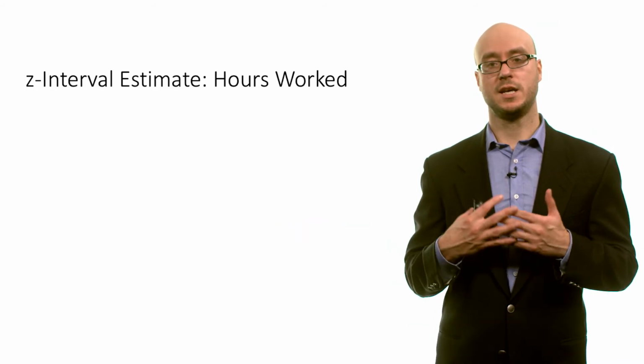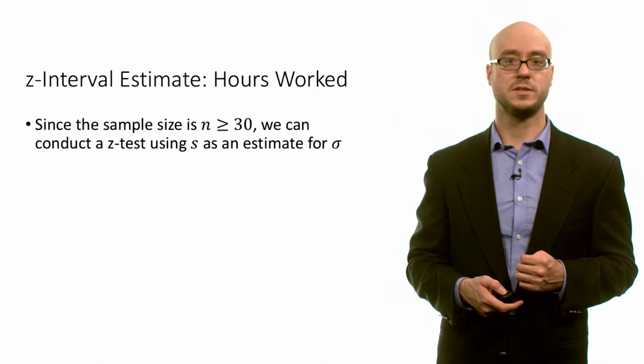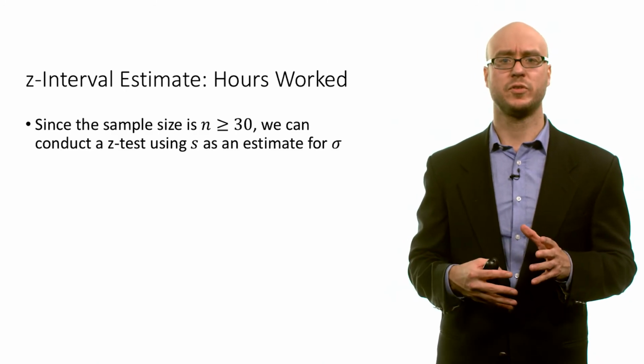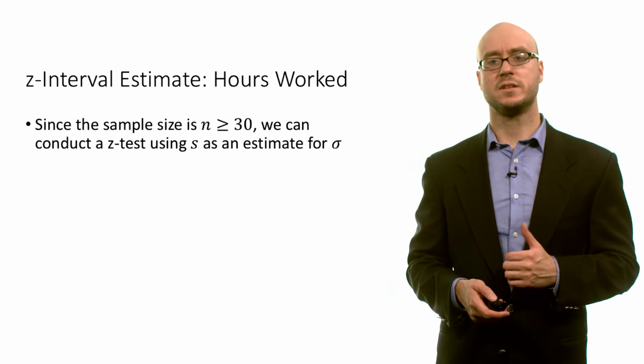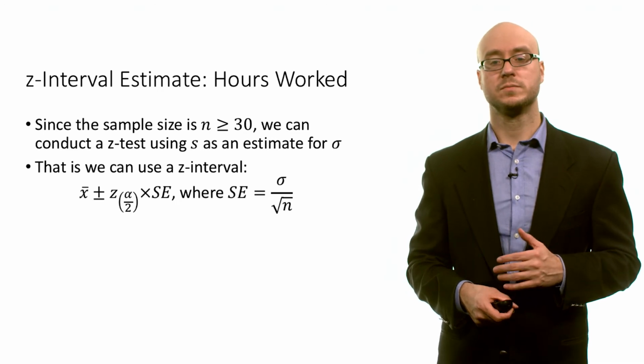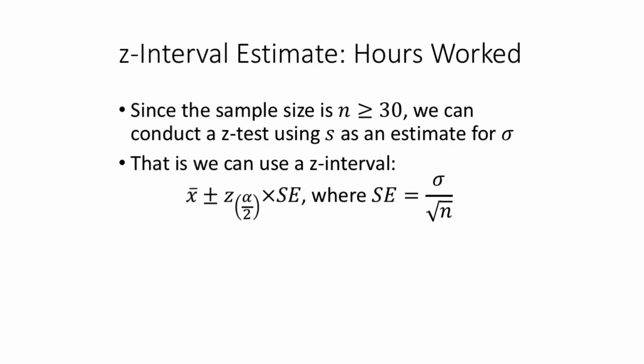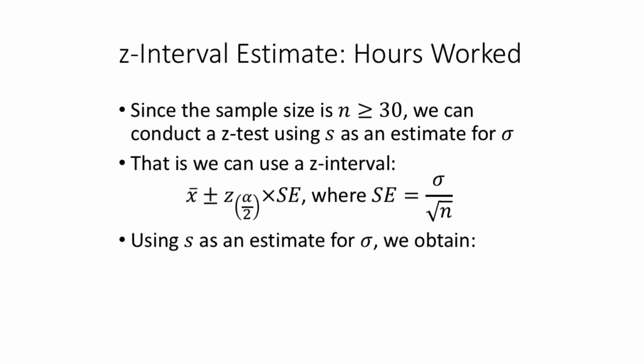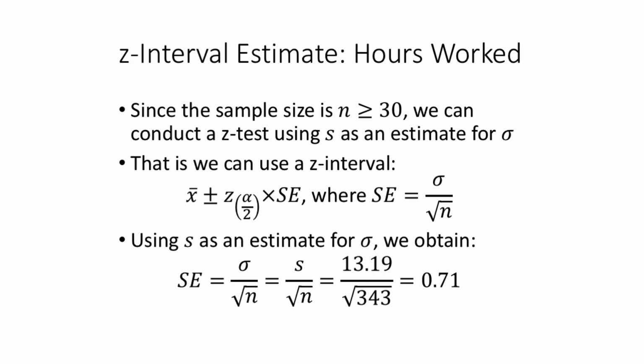But we also want to construct a confidence interval, sometimes called a z-interval estimate. Since the sample size is greater than or equal to 30, we're going to conduct a z-test using the sample standard deviation s as an estimate for sigma. So we're going to use a z-interval. This is just what we saw before, where we have x bar plus or minus z alpha divided by 2 times the standard error. We're going to put in s as an estimate for sigma, the population standard deviation, which we don't know. When we do that, we obtain a value of the standard error of 0.71. That's just the standard deviation that we'd expect to find on the sampling distribution for the sample mean.